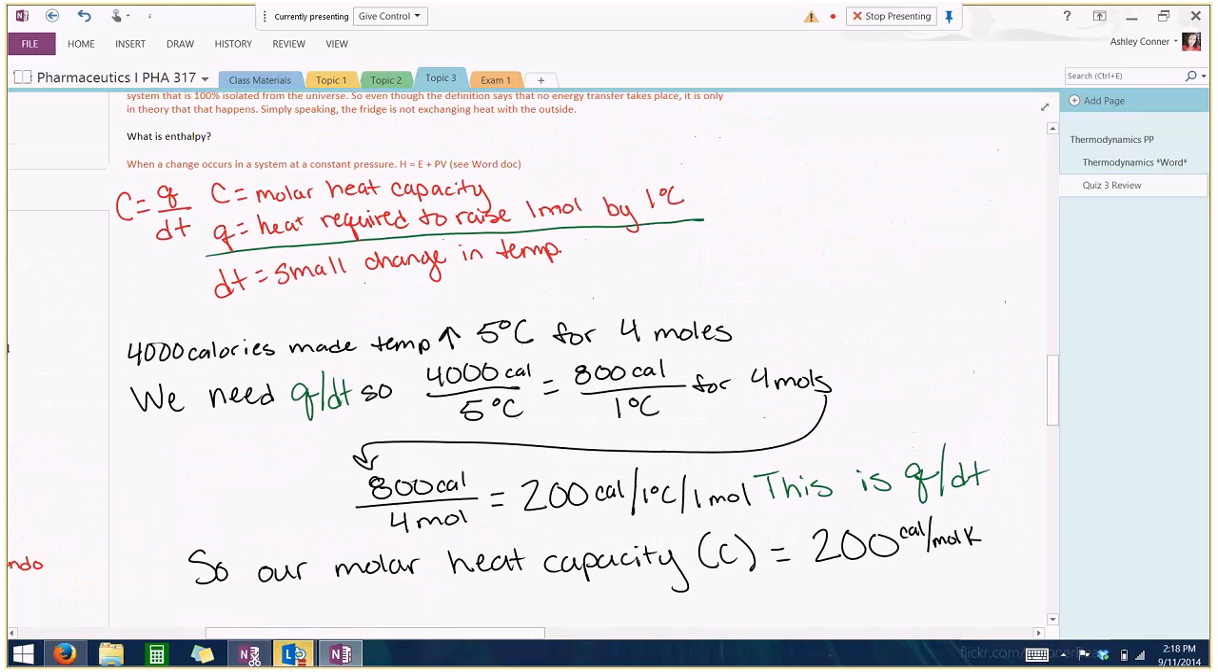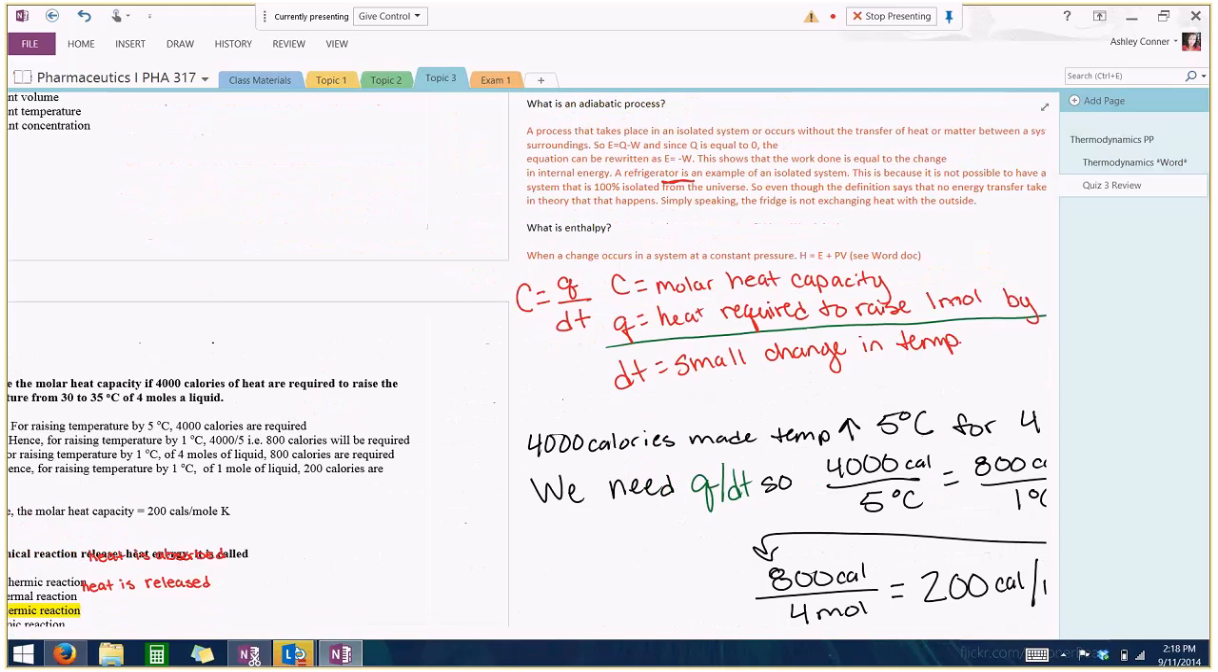Basically we start out with 4,000 calories over a 5-degree temperature increase for 4 moles. But what we want up here is 1 mole by 1 degree. So to get this 4,000 calories into 1 degree, I divide it by the 5. So now I have 800 calories per 1 degree, but I still have 4 moles. So I have to divide 800 by 4, and I get 200 calories per 1 degree per 1 mole, and that would be my Q per dT up here. So that is what your molar heat capacity would equal.